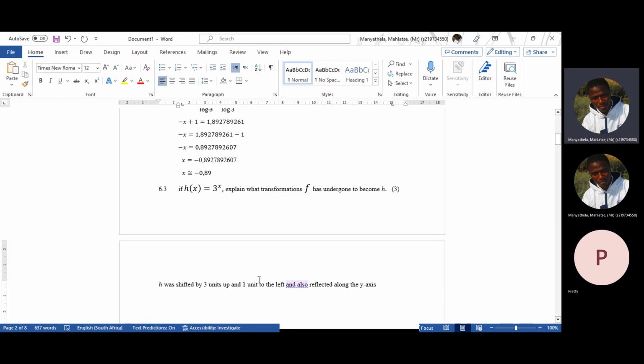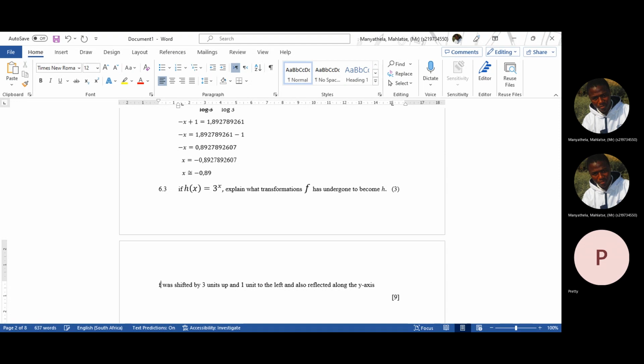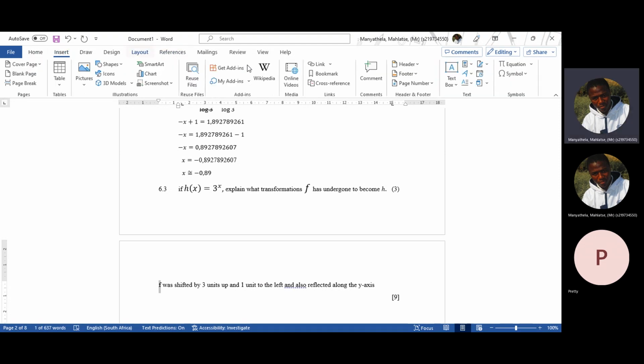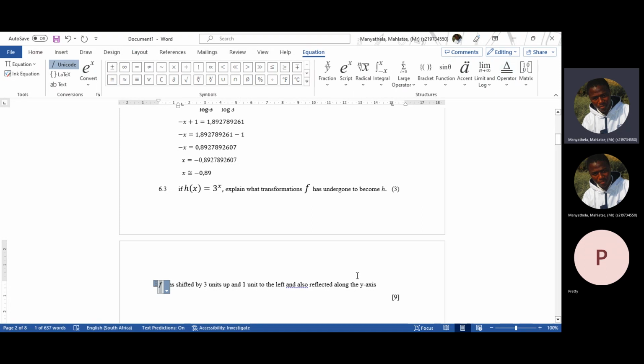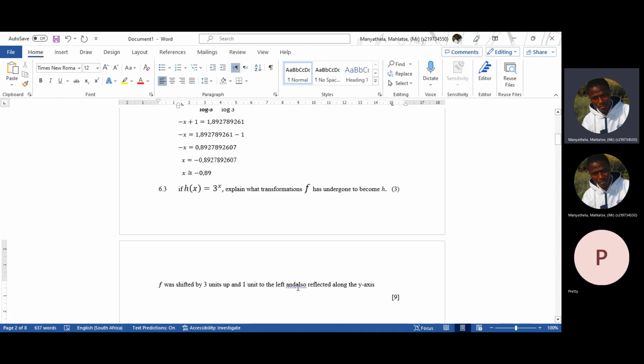To become f, it was shifted by 3 units up. It's more like if you can draw the graph of f... No, f was shifted, not h. f was shifted. If you draw the graph of h, you will see what happened to f to become h.